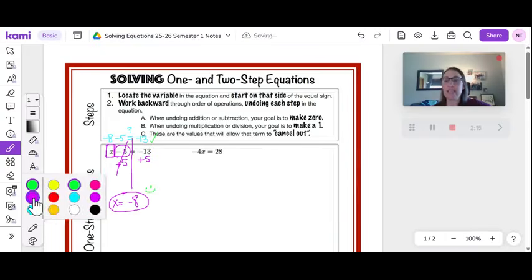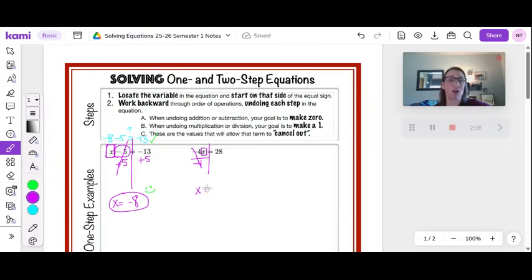Okay, second one, we look for that x, and we see that it's being multiplied by negative 4. So we want to get rid of that negative 4, and the opposite of multiplying is dividing by negative 4. So negative 4 divided by negative 4 gives me a positive 1, which just leaves me with an x. Awesome. What we do to one side, we have to do to the other side. So 28 divided by negative 4 gives us negative 7.